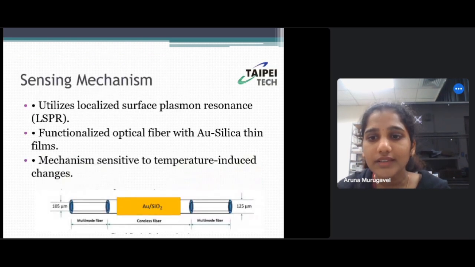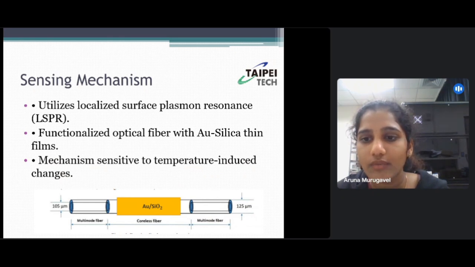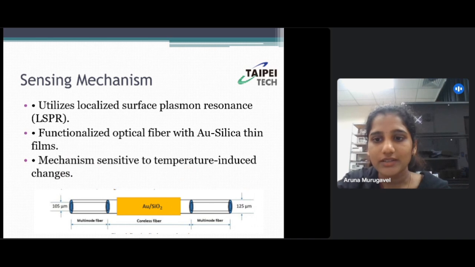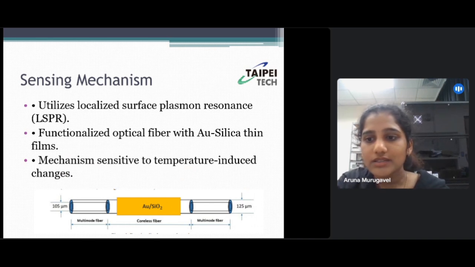Then the sensing mechanism involves a high sensitivity setup using a white light source and a spectrometer. These systems detect changes in the light signal caused by the temperature variation. It operates within a temperature range of 30 degrees Celsius to 100 degrees Celsius, providing consistent, repeatable results.